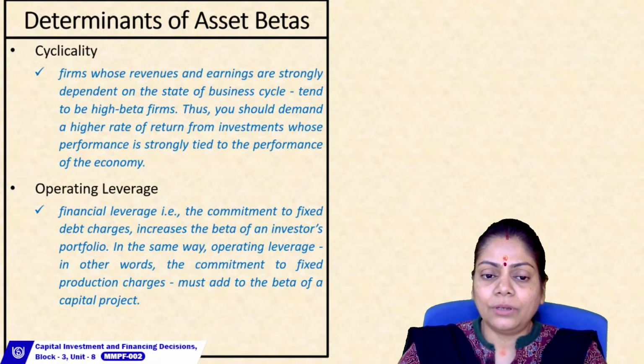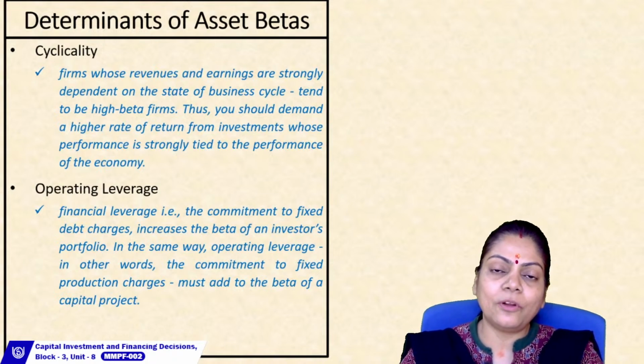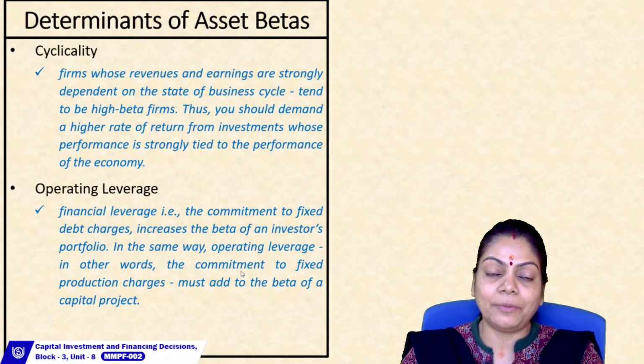Now, when we are talking about fixed production charges, what is an example of a fixed production charge? Maybe the rent, the electricity. This could be an example of fixed charges. Now, when we are talking about fixed charges, this adds to the beta of a capital project. We will see shortly how that is happening.